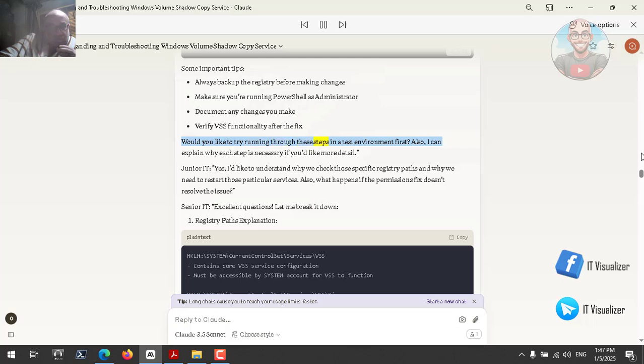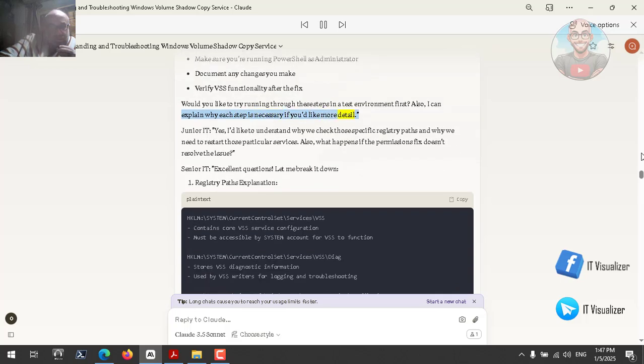Would you like to try running through these steps in a test environment first? Also, I can explain why each step is necessary if you'd like more detail.